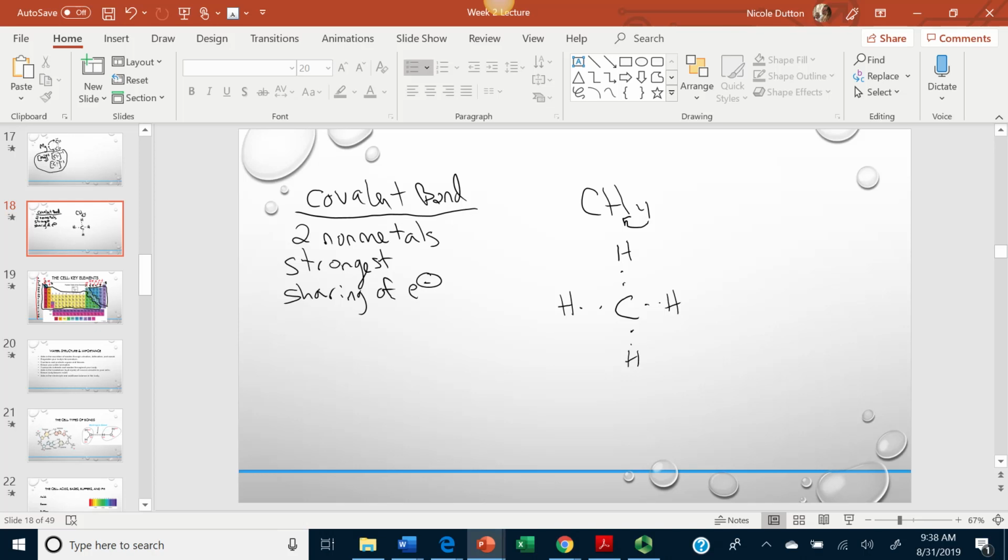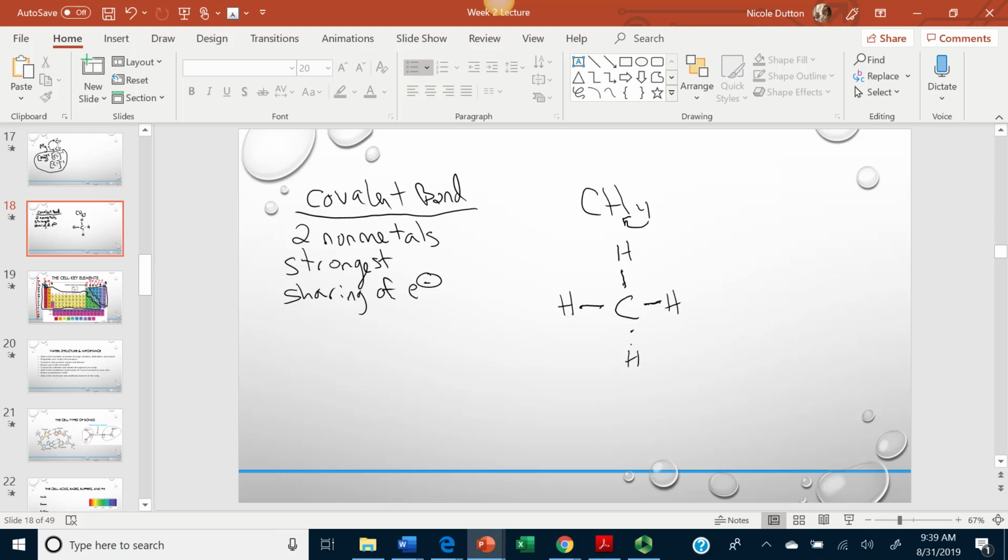Now if this were ionic, the hydrogens would end up giving up their electron and getting a positive charge, while the carbon would gain all those electrons and get a -4 charge. But that's not the case in covalent bonds. In covalent bonds, they actually share electrons. So instead of one giving up and the other taking, they're going to form a solid bond.